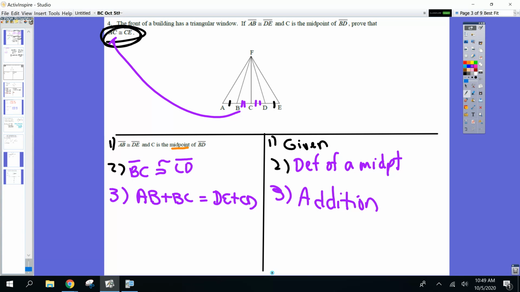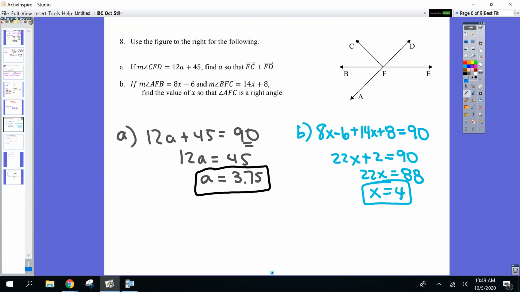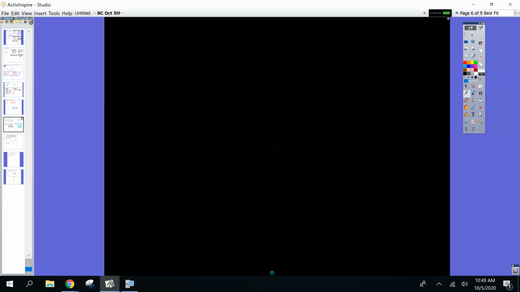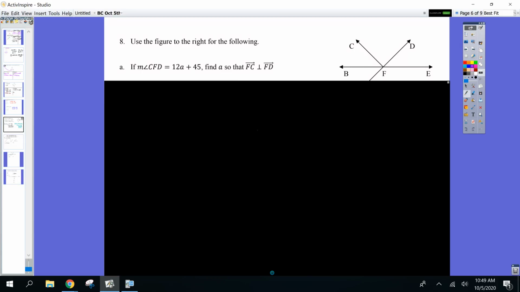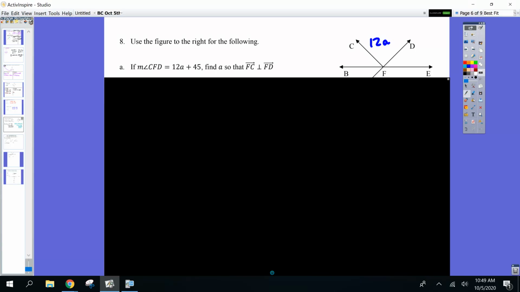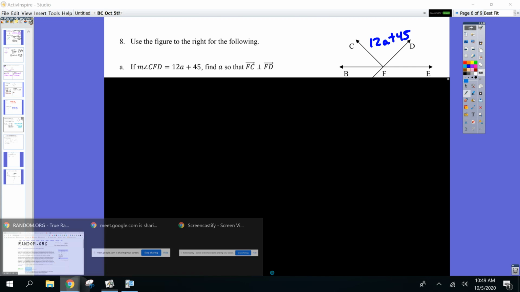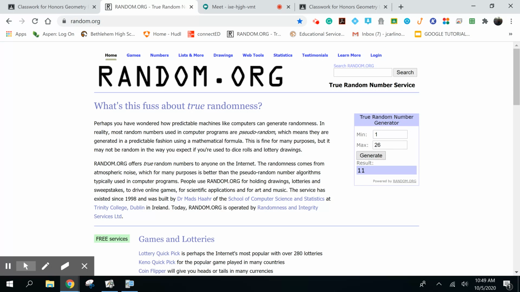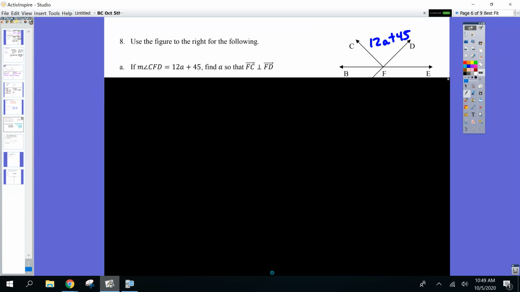Questions? Because I know I have that last question to go over, the answers. Okay, here we go. Number 8. CFD is 12A plus 45. Find A so that those 2 are perpendicular. If they're perpendicular, what are they going to form? Anthony, what are they going to form? CF and DF is going to form a right angle.